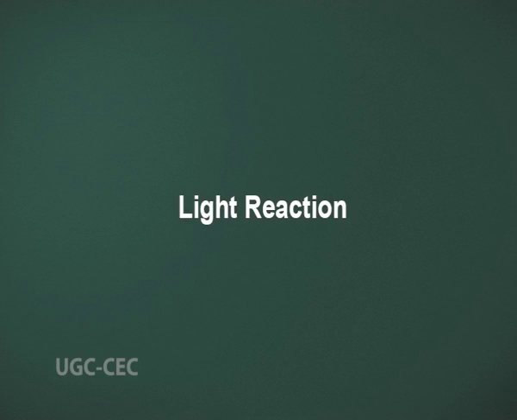Dear students, let us take up the next lecture on photosynthesis, and in this lecture I will talk about photosynthetic light and dark reaction. Let us start with the light reaction. Light reaction is one of the photosynthetic events that take place in the thylakoids of the chloroplast.